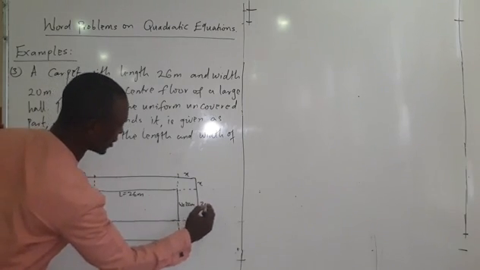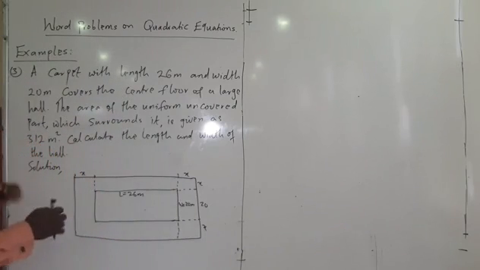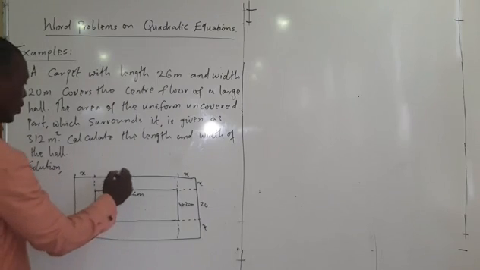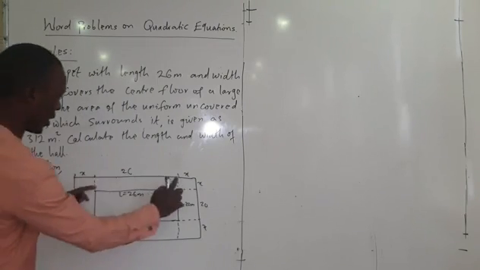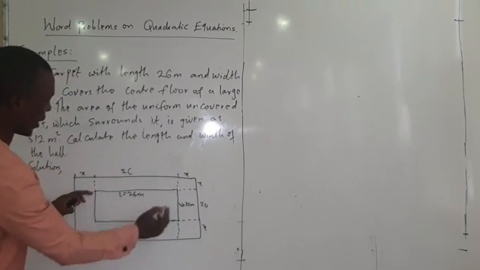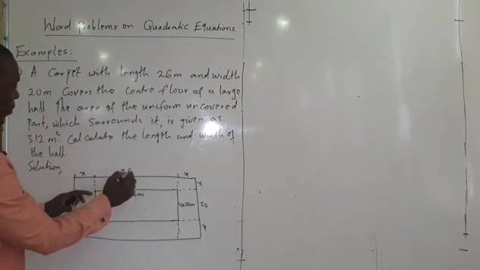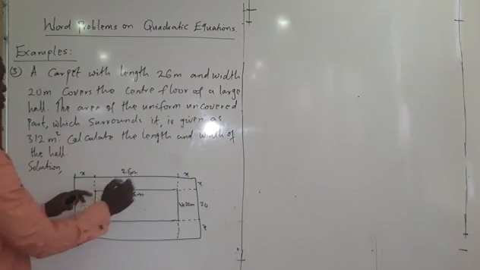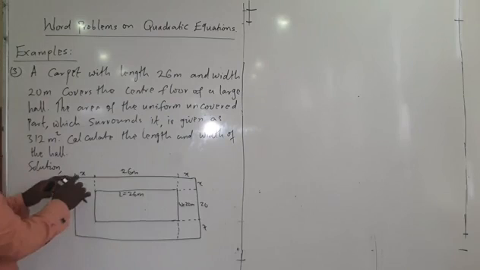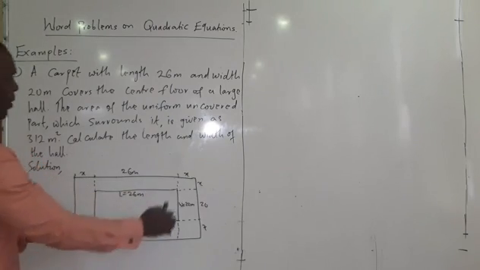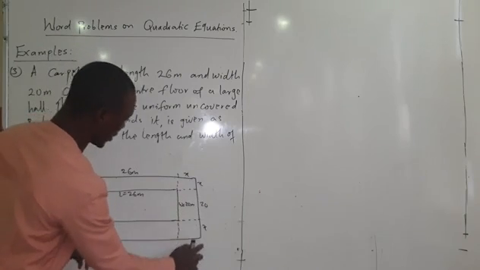So here we have 20. So it means the length of the hall we are looking for, from here to here, is equal to from here to here. If you look at it, it's rectangular in shape, and opposite sides of the rectangle are the same. So the length we are looking for will now be x plus 26 plus x, while the width will be x plus 20 plus x.